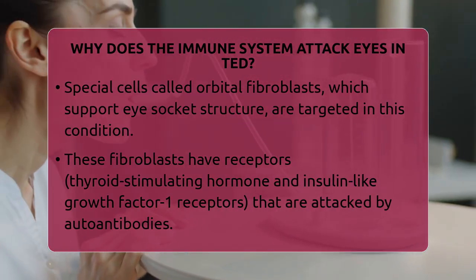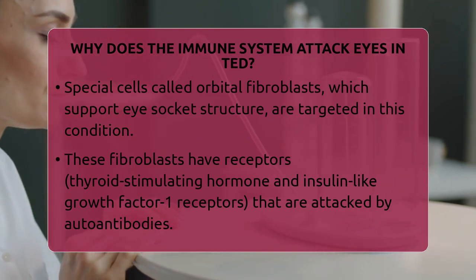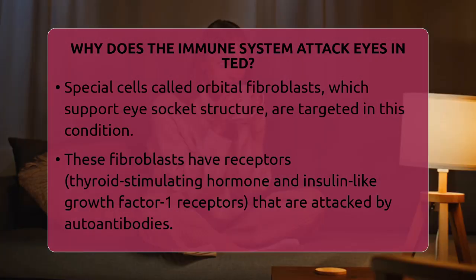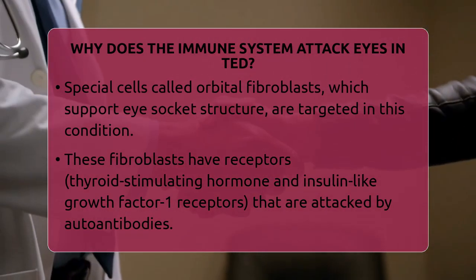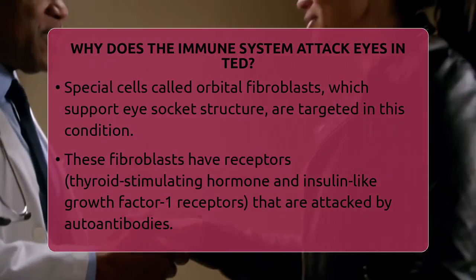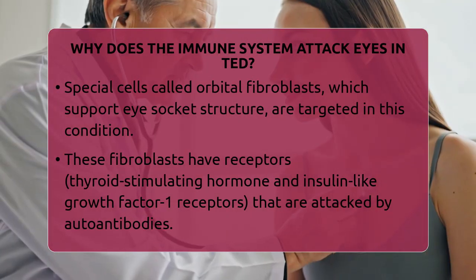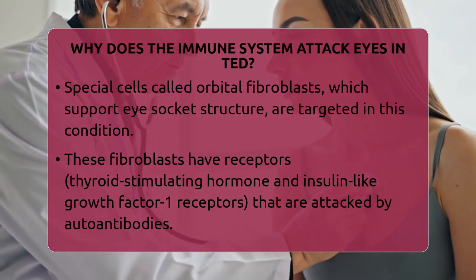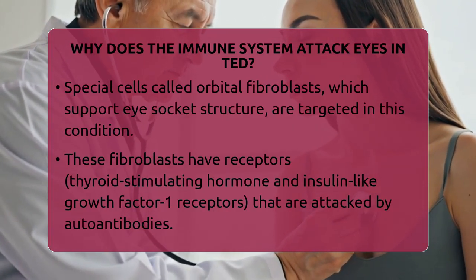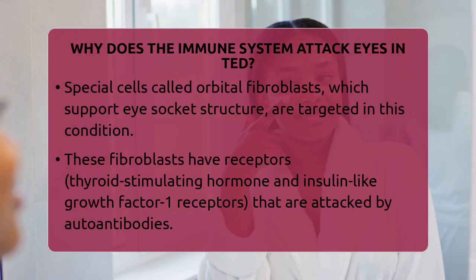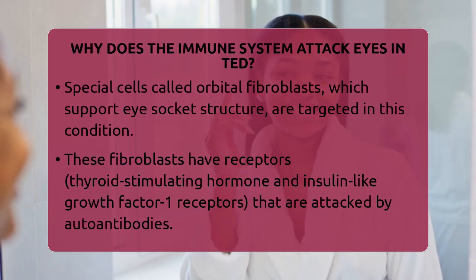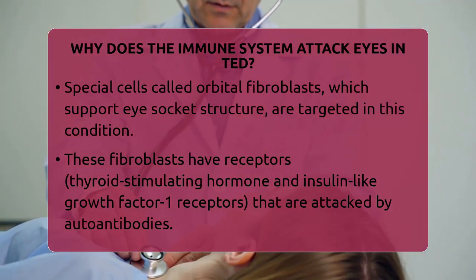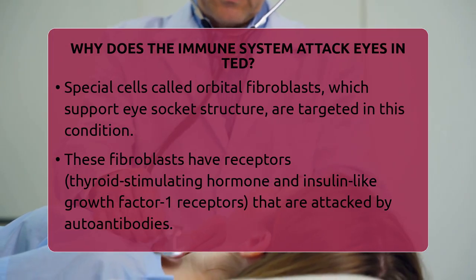These receptors are usually involved in normal hormone regulation, but in thyroid eye disease, the immune system produces autoantibodies called thyroid-stimulating immunoglobulins that mistakenly target these receptors. When these autoantibodies bind to the receptors on orbital fibroblasts, they trigger an inflammatory response. This causes the fibroblasts to release chemicals that lead to swelling and tissue expansion in the eye socket.